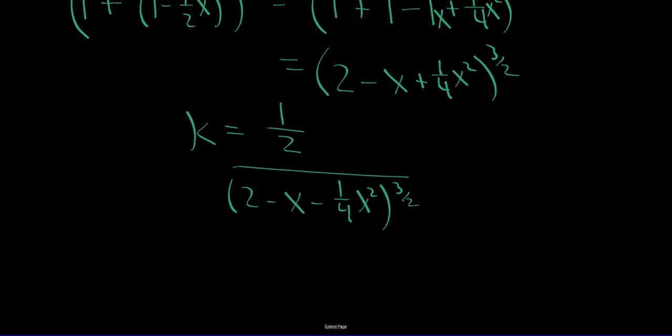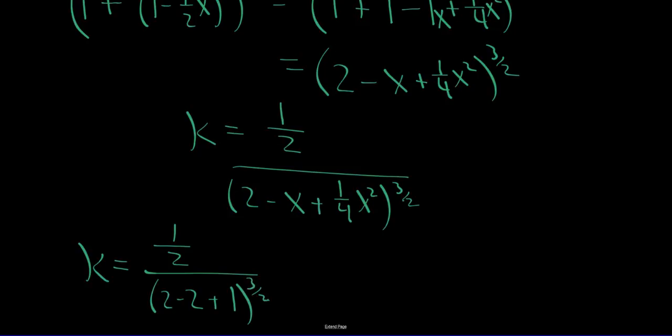Okay, so here we go. At x equals 2, we get 1/2, and look what happens down here. We have 2 minus 2 plus... it was plus 1/4, oh yeah, plus 1/4, and that's to the 3/2. So it looks like the curvature is 1/2, right? Do y'all see that? Any questions about that? Okay, so the curvature is 1/2.